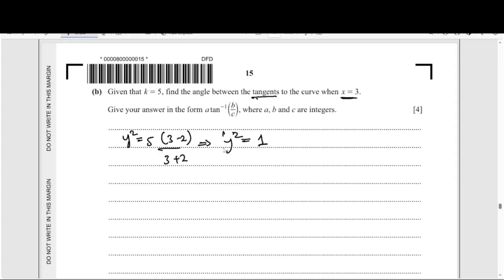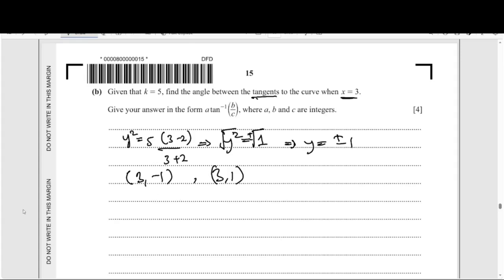Then we find y, we take the square root of both sides. Remember, the square root of a number has to come with plus or minus, so it means that y is equal to plus or minus 1. So when x is 3, y is plus 1, and when x is 3, y is also minus 1. So I have 2 points. At x equal to 3, we have 2 points of tangency. One of them is (3, -1), and the other is (3, +1). And we need to find the angle between those two tangents that pass through these 2 points.